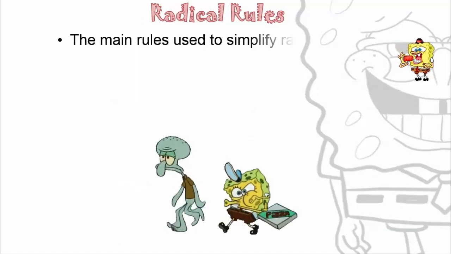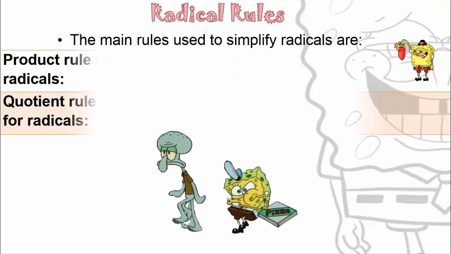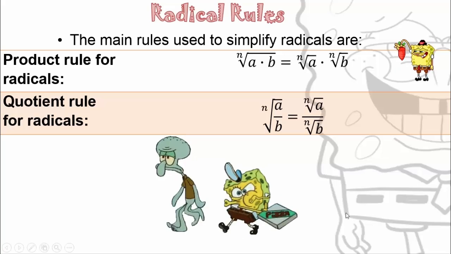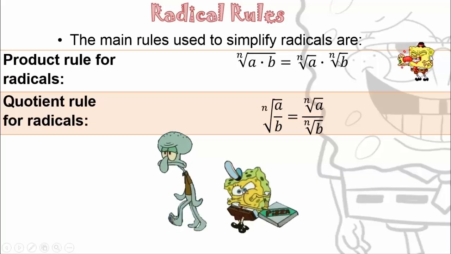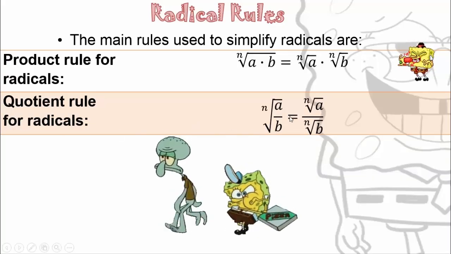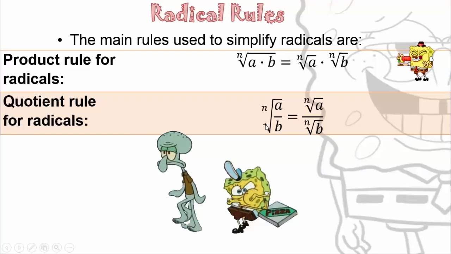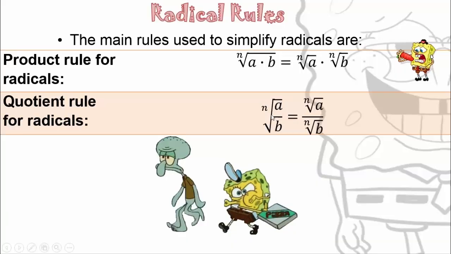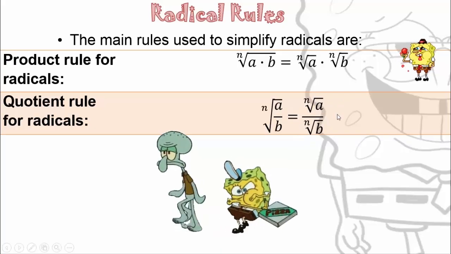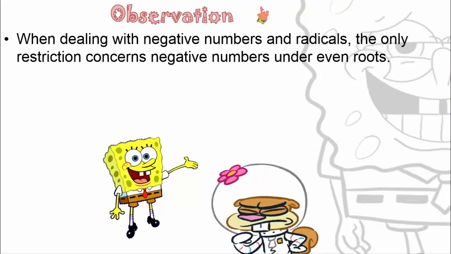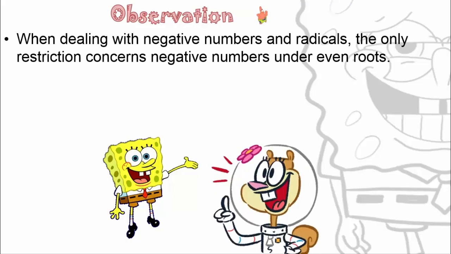Radical rules. The main rules used to simplify radicals are the product rule for radicals. So if we have the nth root of a times b, we can break it up into two parts: the nth root of a times the nth root of b. For the quotient rule for radicals, if we have a over b, all in a radical sign, we can break that up into the nth root of a over the nth root of b. Observation. When dealing with negative numbers and radicals, the only restriction concerns negative numbers under even roots.